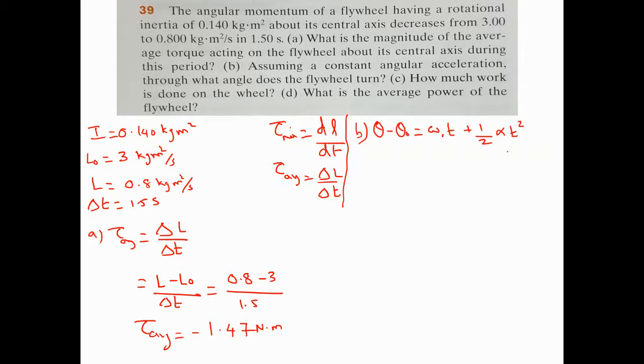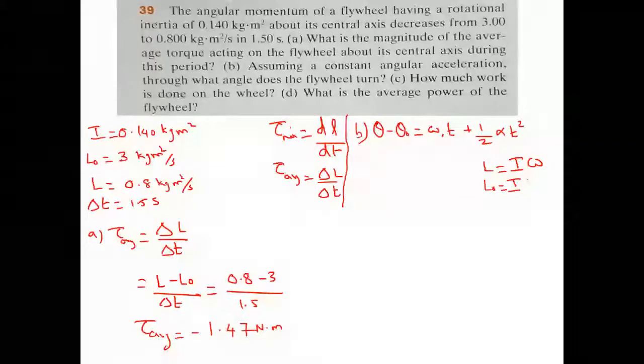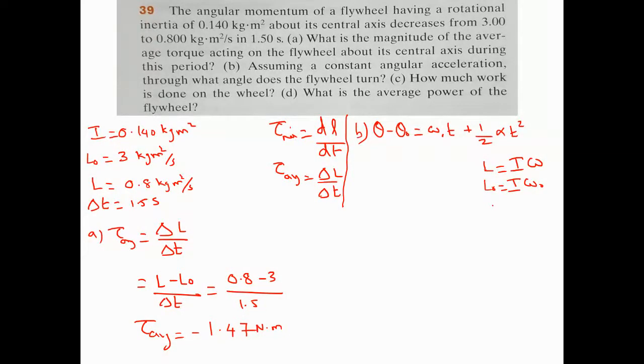Yes. Now, you can see, is there any information about omega naught? No, I don't see. Omega naught is not there, but we studied the relation of angular momentum. What is our angular momentum? Our angular momentum L is equal to I omega. So I can just write L naught is equal to I omega naught. Am I right?